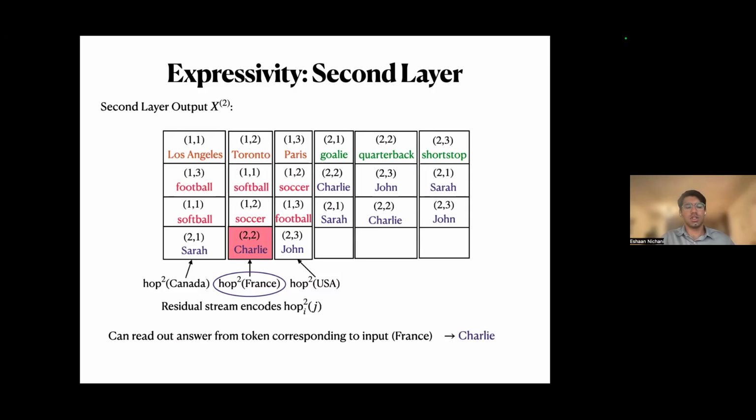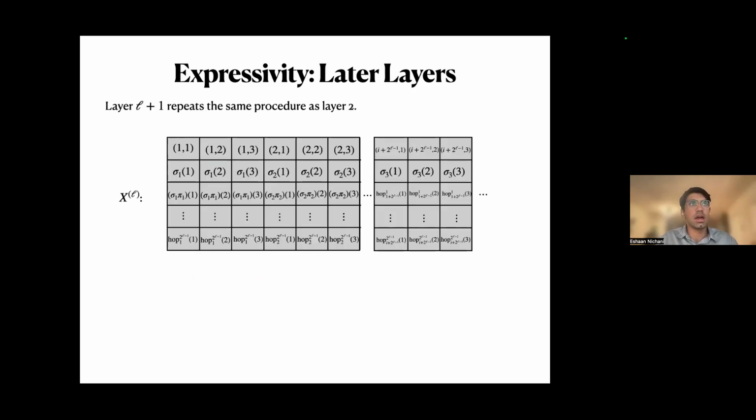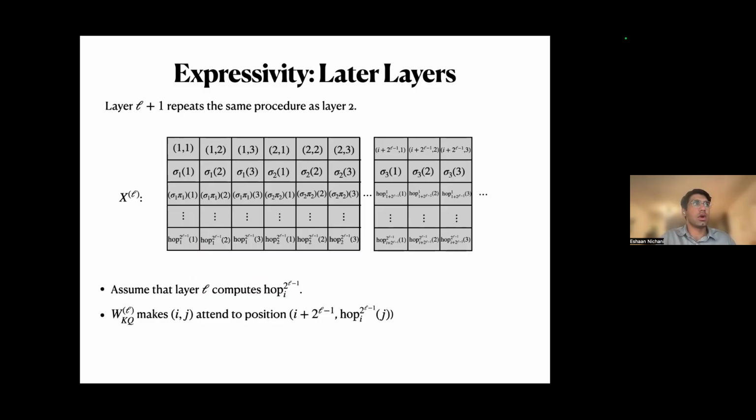Okay, so this just described what happened in the first layer and the second layer, but the rest of the construction proceeds analogously to the second layer. So as a brief overview, let's assume that layer L has computed the hop 2 to the L minus 1 function. So it's composed 2 to the L minus 1 consecutive permutations. The Lth layer key query matrix will make the I comma j token attend to the very specific I plus 2 to the L minus 1 and hop 2 to the L minus 1 of j token.